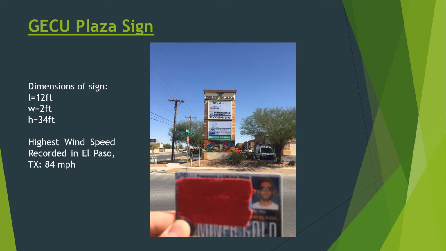So the structure that I decided to use for this project was a GECU plus sign that I have around my neighborhood. So here are the dimensions of the sign: the length, the width, and the height. And I did some research and I discovered that the highest wind speed recorded in El Paso, Texas was 84 miles per hour.